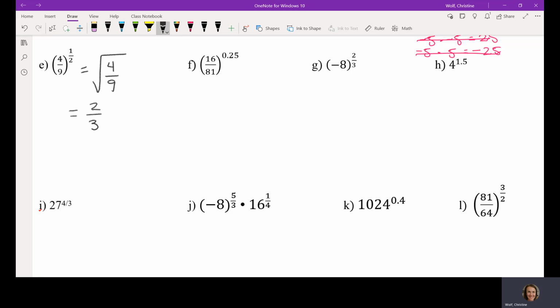Okay, 16/81. That's our base. Now, our decimal is 0.25. Whenever you have a decimal exponent, we change it to a fraction. Does anybody know offhand what the fraction is of 0.25, Emily? 1/4, a quarter, right? A quarter, 25 cents. Okay, if you did not know how to do that, this is what you do, a little sidebar.